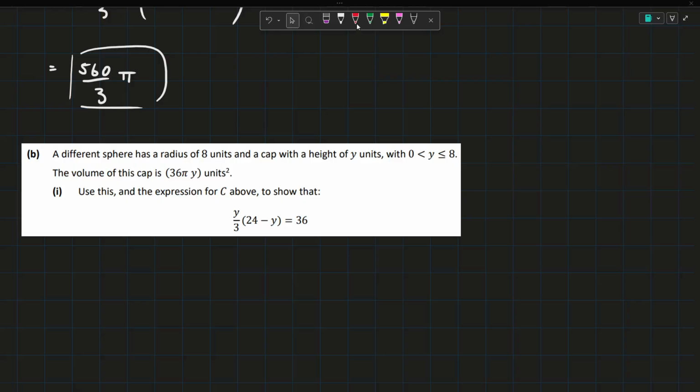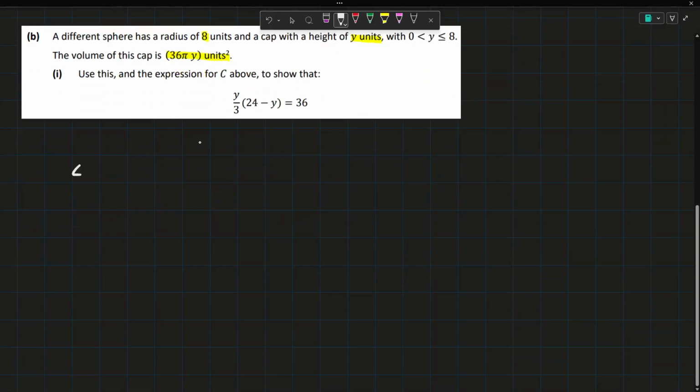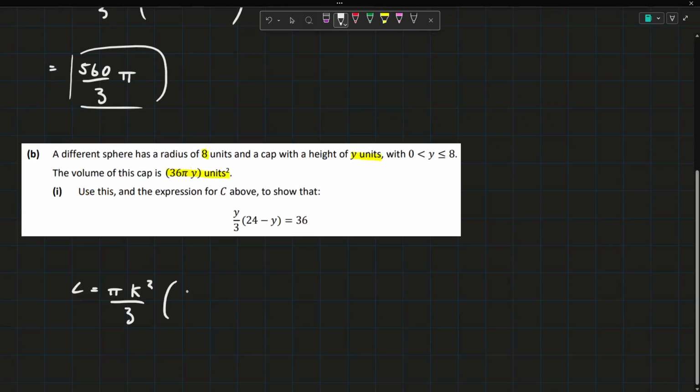Then we're told that we have a different sphere. The radius is 8 units, so this is important. So we have 8 units. The cap has a height of y units, and we're told what the volume is as well. And we have to use this and the expression for c above. So we know that c is equal to pi k squared over 3, was it? Yep. Times 3r minus k.